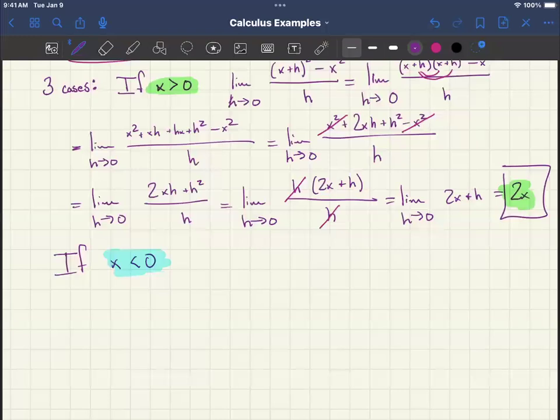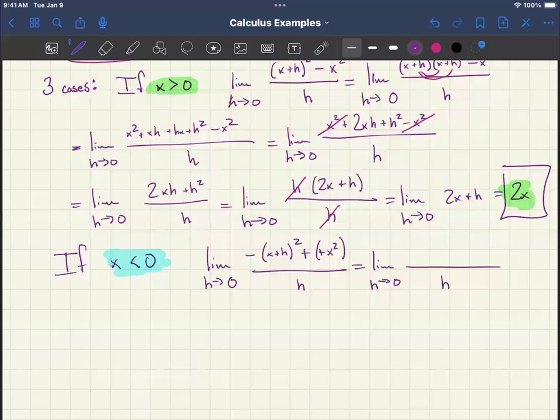So let's look at our limit in that case, we have h goes to 0. We have a negative x plus h squared minus, and now here's where it gets a little bit tricky because now we have a minus negative x squared all over h. Double negative, this turns into a positive. So we have the limit as h goes to 0, all over h.